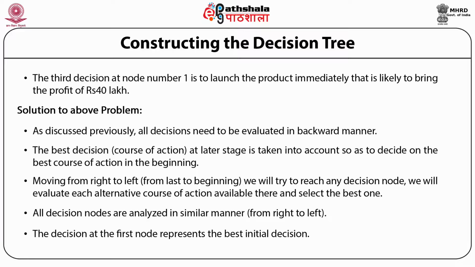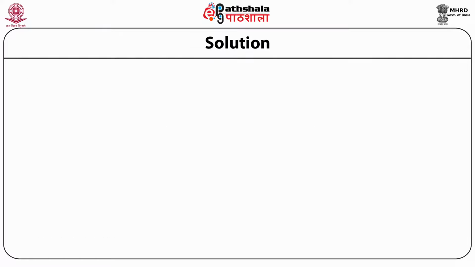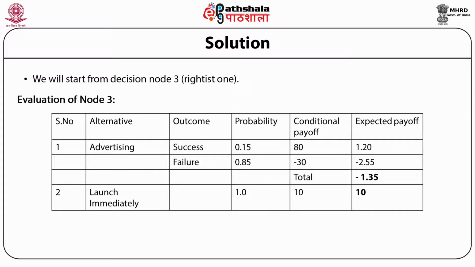So in fact, the term rolling back is used to analyze the decision tree. So in this slide, you can see that we have two alternatives, advertisement or launch immediately. In case of advertisement, we have two possibilities. It could be successful, whose probability is 0.15, and it could be failure, whose probability is 0.85.